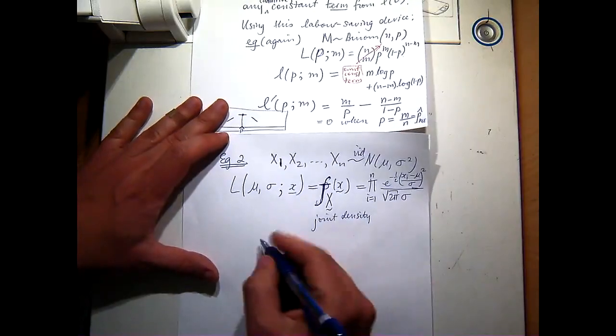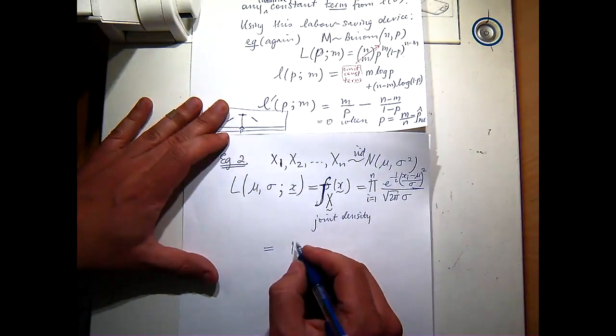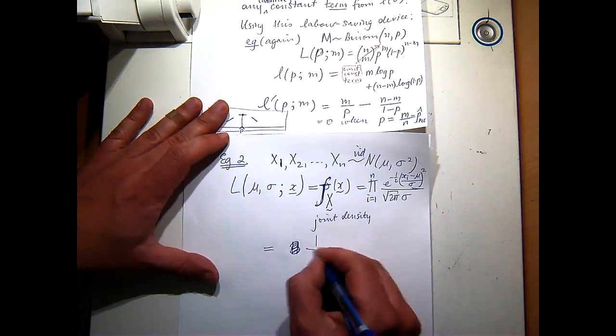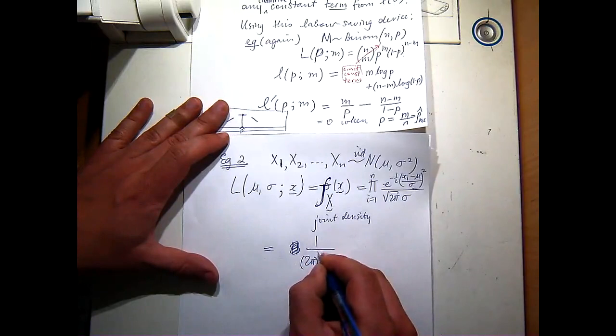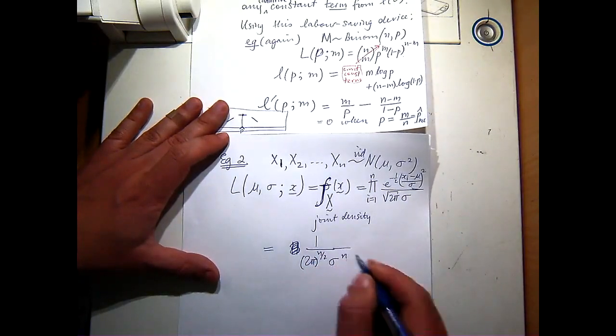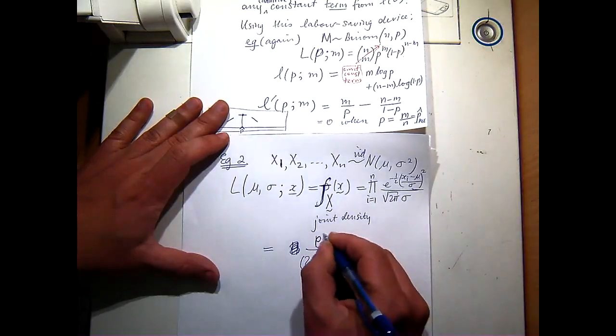That's your density. Now I can write the density as, well, I'll let you do the algebra yourself. It's 1 over 2 pi to the power n over 2. That's all those terms. There's also sigma to the power n. Then there's e to the minus 1/2.